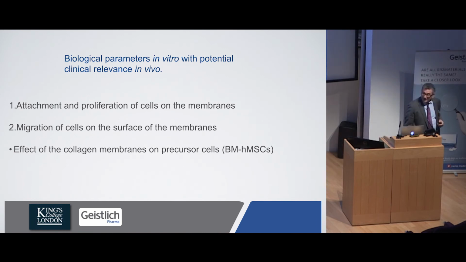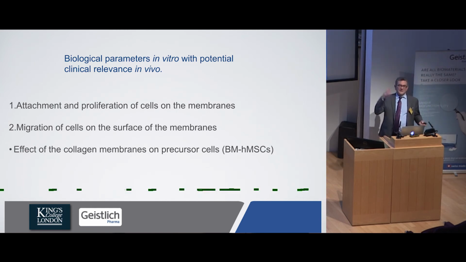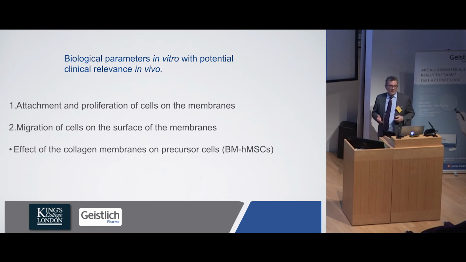So what are biologically or clinically relevant parameters which we can measure in the lab? So attachment, proliferation of cells on membranes, migration of cells on the surface of membranes, and then the effect of the collagen membranes on the stem cells and how they behave. All of those things, for us, are pretty easy experiments to do, because essentially what we're doing is taking a membrane, growing the cells, and then measuring an outcome on them.